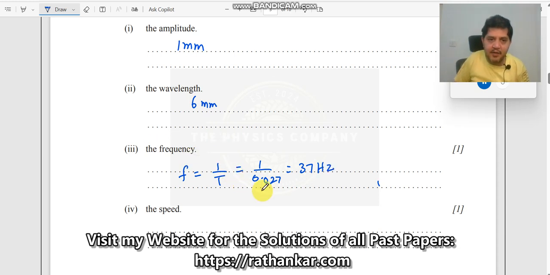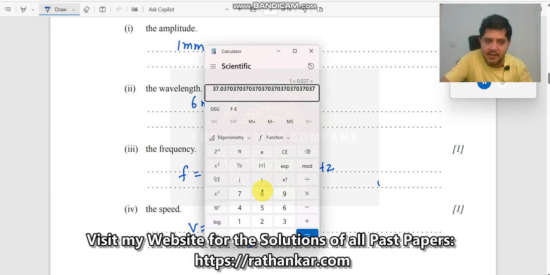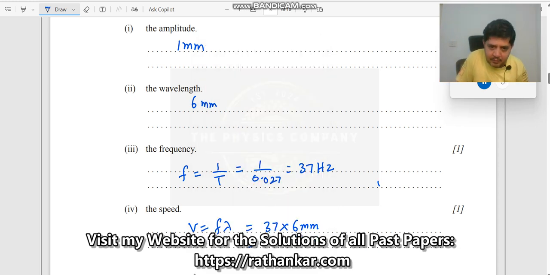Then the speed. How do you find speed? The speed of a wave is given by v equals f lambda. What is f? 37 hertz. What is lambda? 6 millimeters. Write down the units properly, otherwise you will miss it. So 37 multiplied by 6 gives 222.22 millimeters per second. But I will convert this into meters, so I get the answer as 0.22 meters per second. So this is the answer.